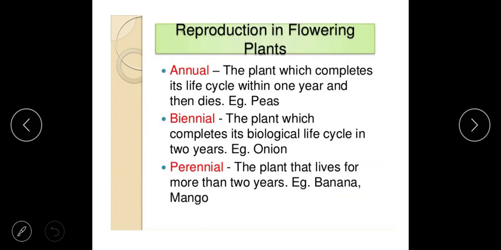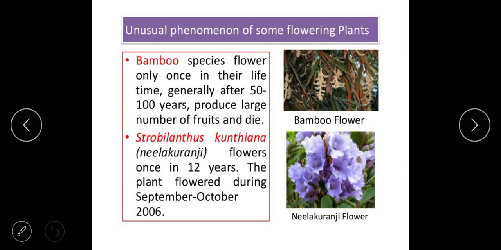It is found especially in the hilly regions of the southern part of our country, like Kerala, Tamil Nadu and Karnataka, and the place looks beautiful during that time. It is a tourist attraction because the whole hilly area is covered with what seems to be blue or violet.